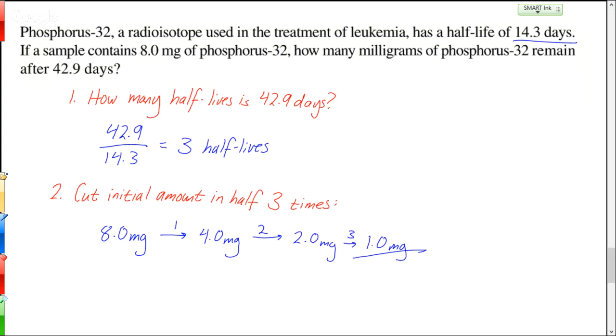The trickiest part of this is remembering that it's about cutting things in half successively rather than just dividing by something. So when I ask these questions on quizzes and exams, a lot of times people say, okay, 8 milligrams divided by 42.9 days is whatever. Or they'll figure out the half-life part and say, okay, it's 3 half-lives, so then 8 divided by 3 is the answer. But it's not. It means it's cut in half 3 times. So you can't set this up like a regular conversion problem. You have to cut it in half over and over again, however many times is necessary.